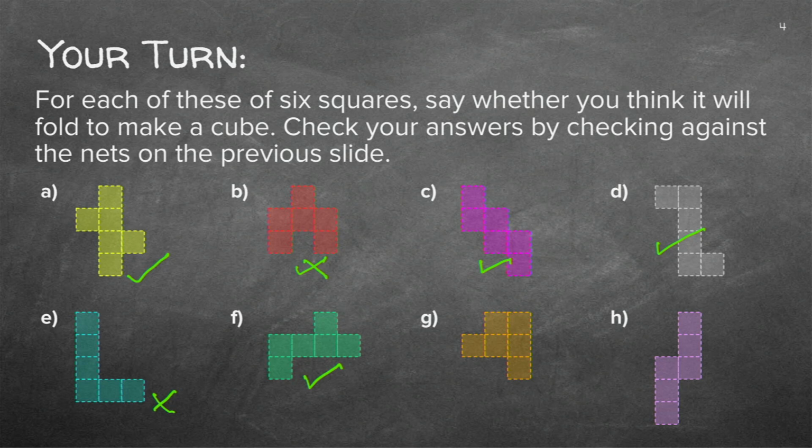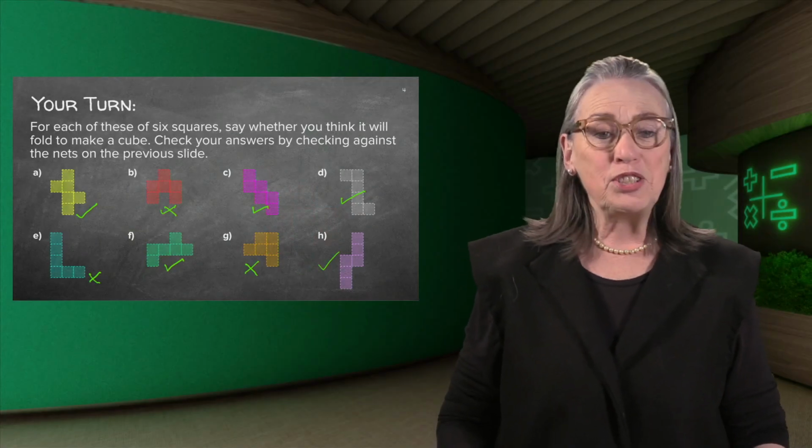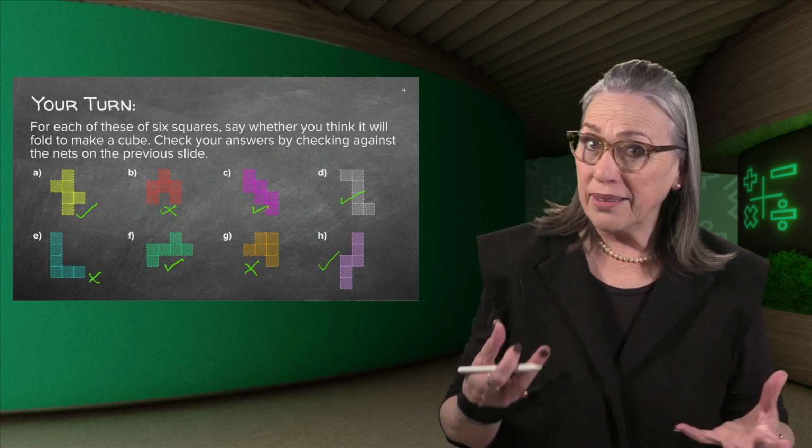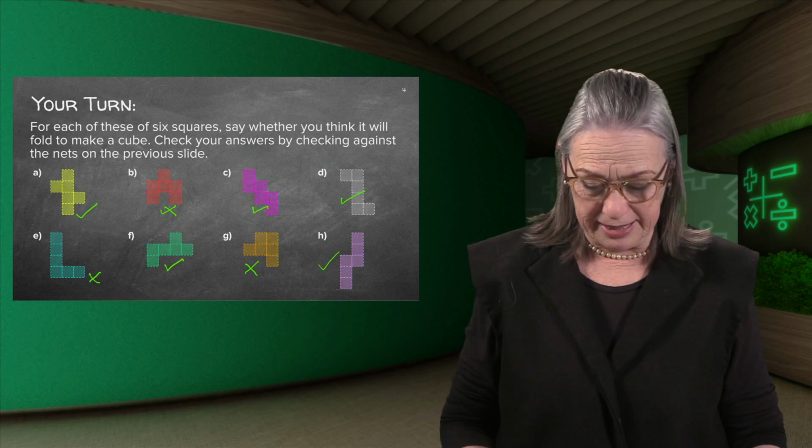G, do you think you'll be able to do it? Did you try? No, you can't fold a cube from this net. And then on H, yes, you can fold a cube. How did you guys do? Well done. I want you to play around. This is the only way we're going to learn our 3D objects.